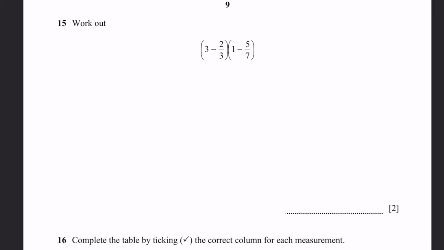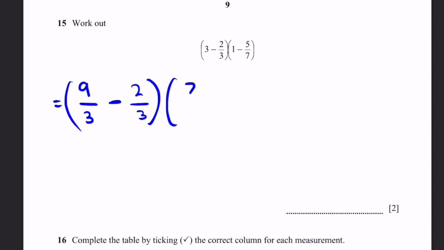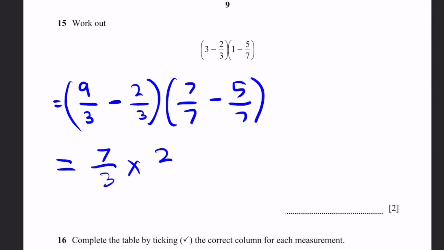Question 15. Work out 3 minus 2 by 3 multiplied by 1 minus 5 by 7. So 3 can be written as 9 by 3, and subtract 2 by 3. Multiplied by 1 can be written as 7 by 7, and minus 5 by 7. That will be equal to 7 by 3 multiplied by 2 by 7. Let's cancel that out. So that will be equal to 2 by 3. That's the answer.